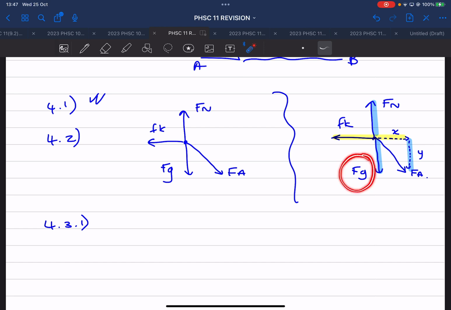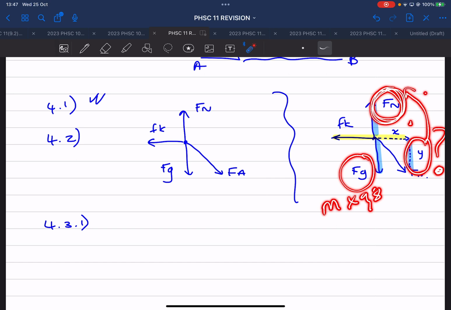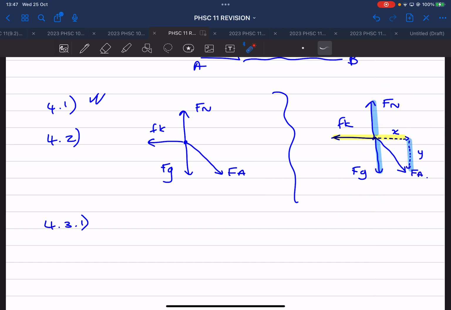Can I calculate Fg? Yes, because I have the mass and I have 9.8. Can I calculate Fn? You can't. Because you need Fy, that is the question, to calculate Fn. So you can't. So that's why we have to look at the yellow forces.